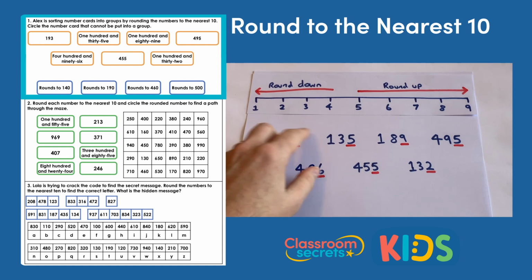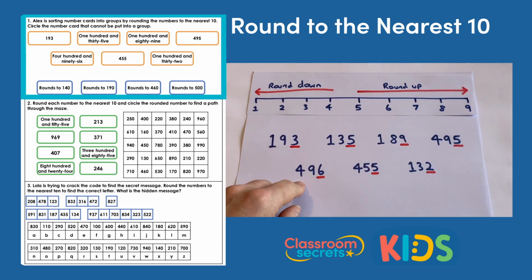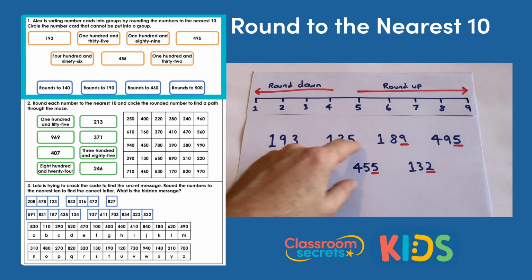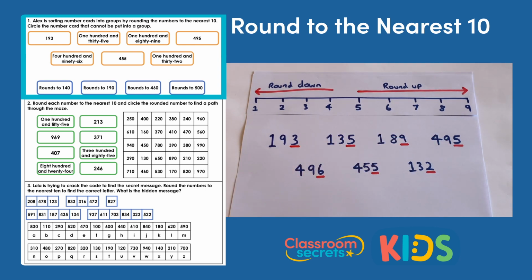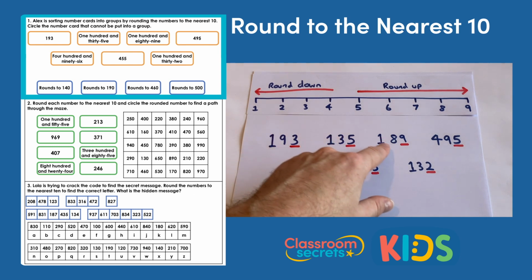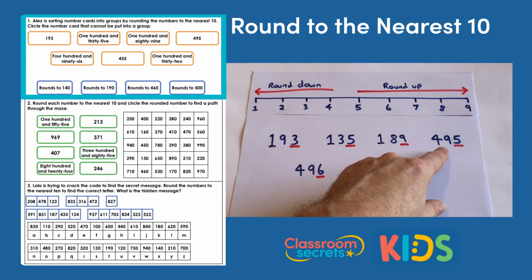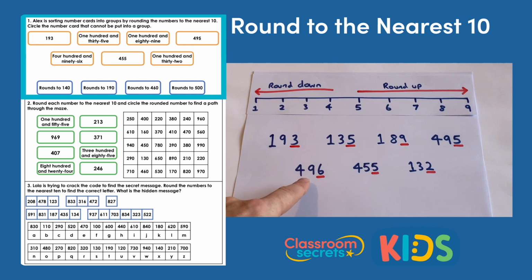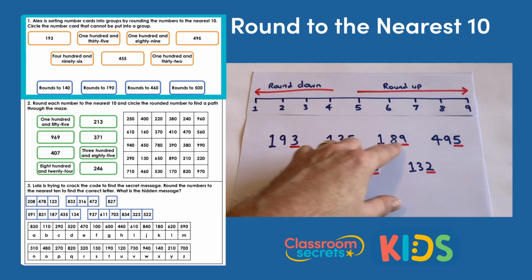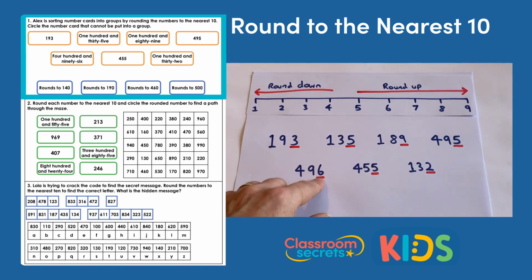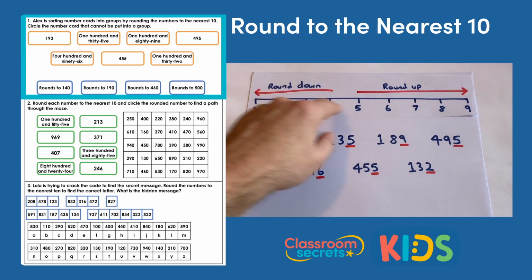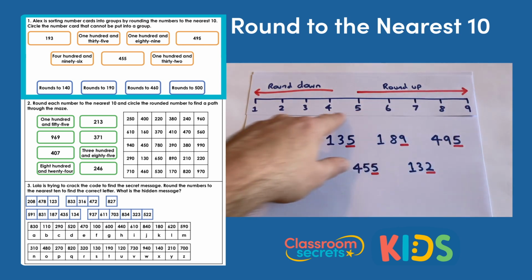What I've done is I've written the 7 numbers that we've got out. Some of them are in words, so I've written them out using digits. So we've got 193, 135, 189, 495, 496, 455 and 132. I've also underlined the ones digit because we're rounding to the nearest 10, so it's the ones digit that we're going to need to look at. At the top here, I've drawn a little reminder for myself.